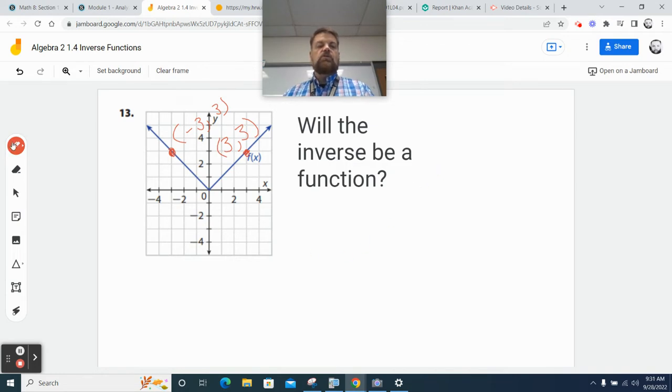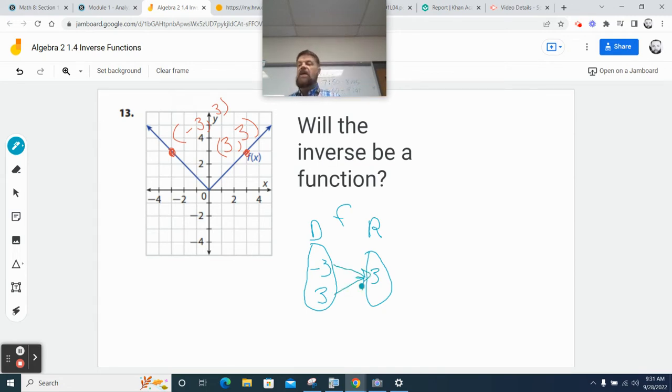So let's do our function, which is in blue. We'll call this f because that's what the graph is. So my domain, I have -3 and I have +3. And then for my range of f, I have 3. And so I have one arrow leaving the domain and range to the value of 3. That's okay, as long as only one arrow leaves the domain.